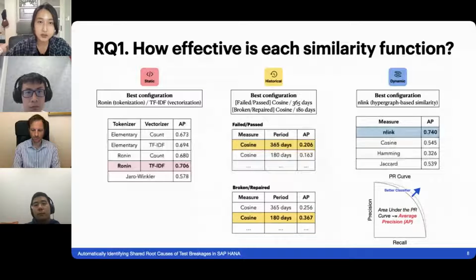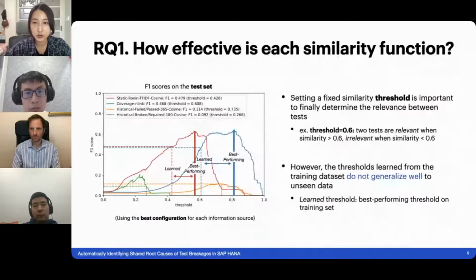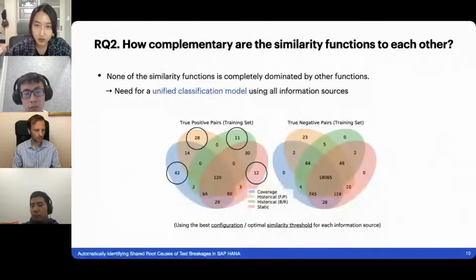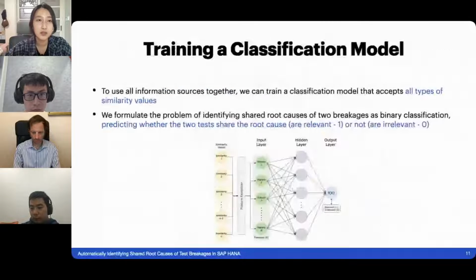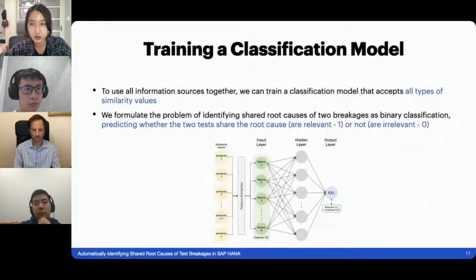In the actual classification scenario, we need to set a fixed similarity threshold. However, the learned thresholds from the training data do not generalize well to the test data with any of the similarity functions. And if we compare the similarity functions, they are in fact complementary to each other. So we can now think of using all information sources together.